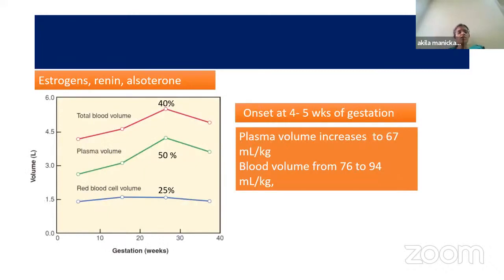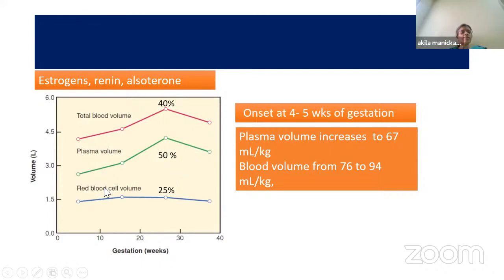When you look at the other changes which are happening, as I already told you, there is an increase in the level of estrogens and progesterone. The estrogens, what do they cause? Ultimately, they activate the renin-angiotensin mechanism, and they also stimulate aldosterone. So both of these lead to intense sodium and water retention. This sodium and water retention ultimately results in an increase in the plasma volume. The increase in plasma volume during the course of pregnancy is roughly about 50%.